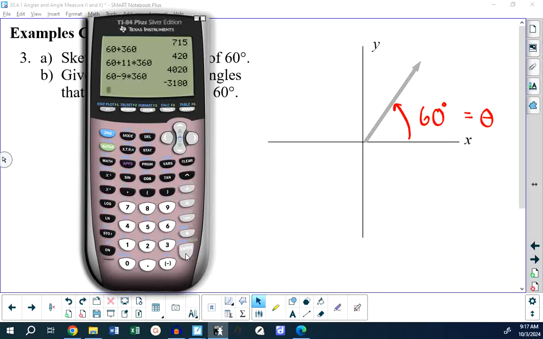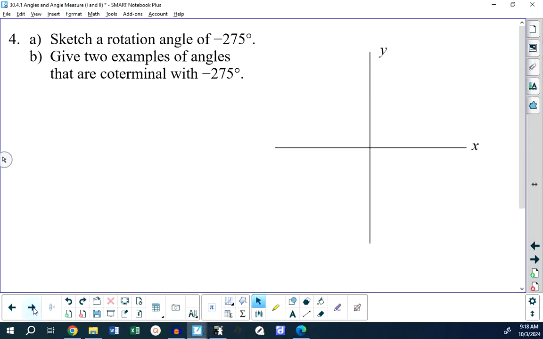So feel free to write down whichever numbers you want, 420, 4020, negative 3180, but make sure you understand how to get those numbers. Any questions with that? Okay, so this gets a little bit more tricky.